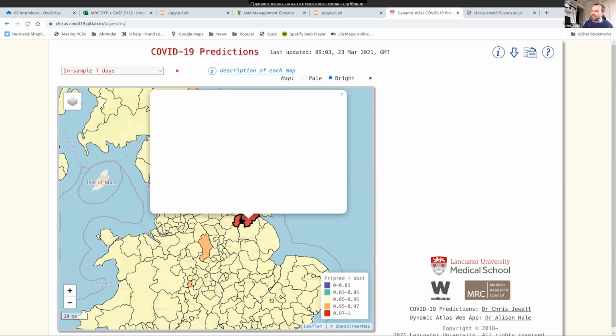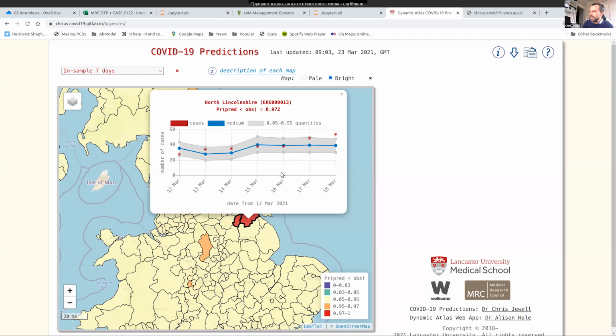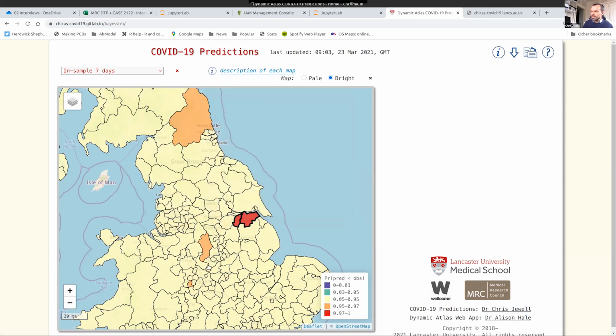So we're currently slightly worried about North Lincolnshire, for example. We're just seeing the cases rise a little bit above what we're predicting from the model currently. And we can do this for various other areas around the country, of course.